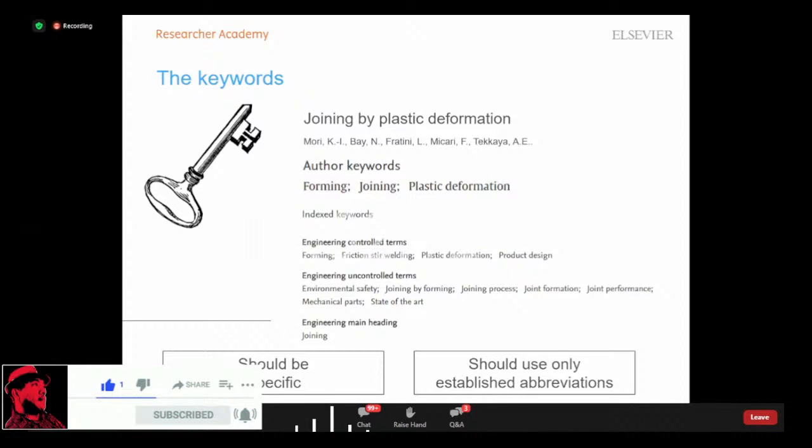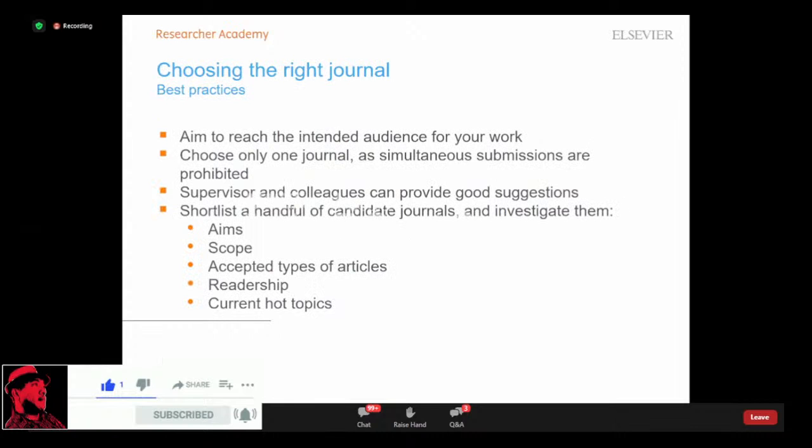As we can see in this example, some of the keywords here are forming, joining, plastic, deformation. And the index keywords here are forming, friction stir welding, plastic deformation, product design. It's really important, once again, in trying to get your paper searchable, so that researchers can find it.